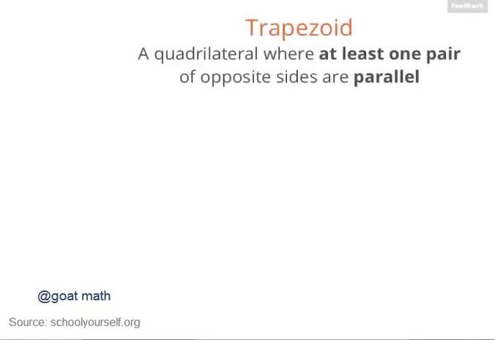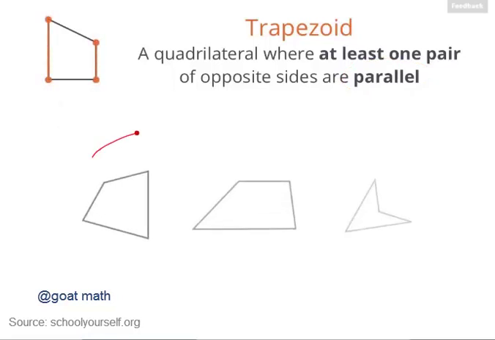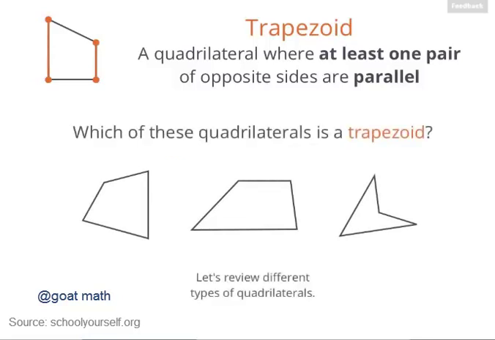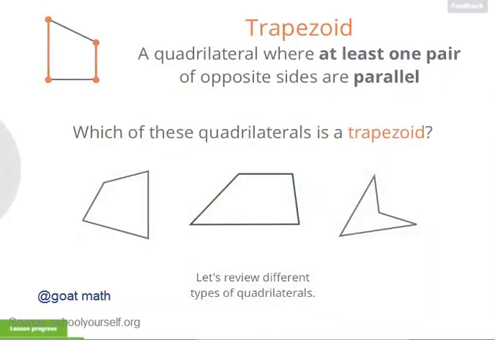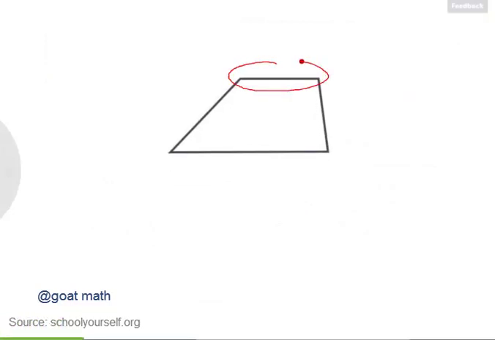Recall that a trapezoid is a quadrilateral with at least one pair of opposite sides that are parallel. So this is an example of a trapezoid because these 2 sides are parallel. Take a look at these 3 quadrilaterals down here. Which of these is a trapezoid? Right, this is a trapezoid because these 2 sides are parallel to each other. Sometimes you'll see sides or lines that are parallel as being marked with tiny arrows that point in the same direction, like these arrows here.